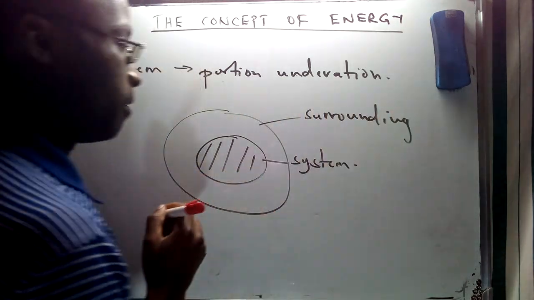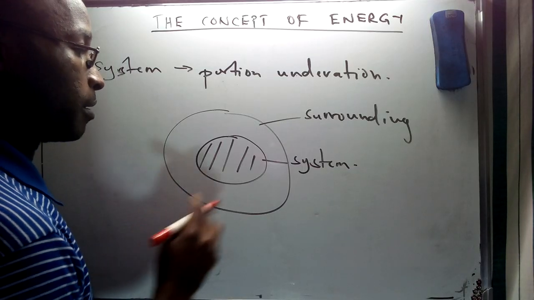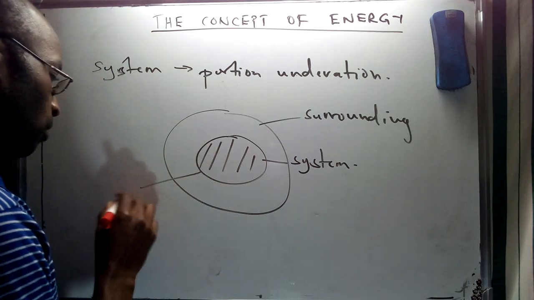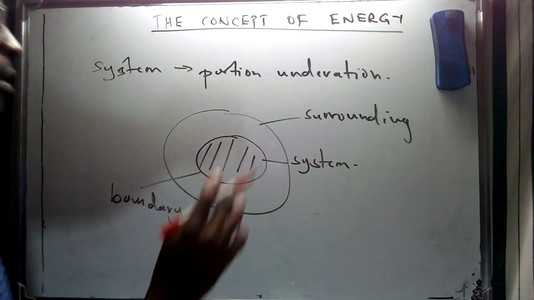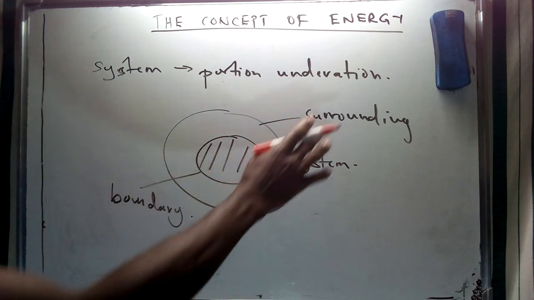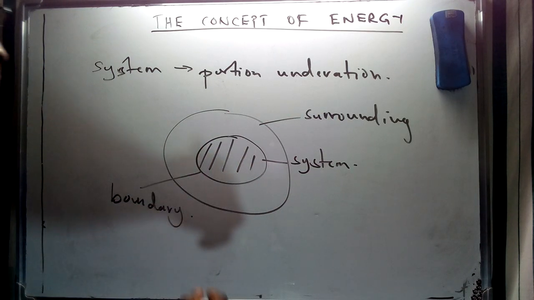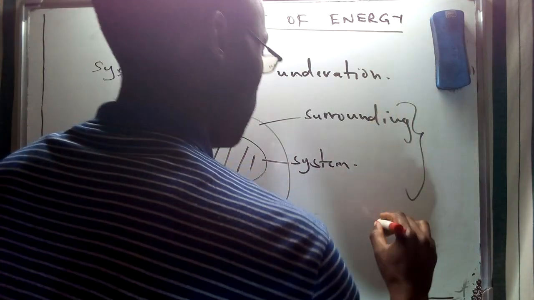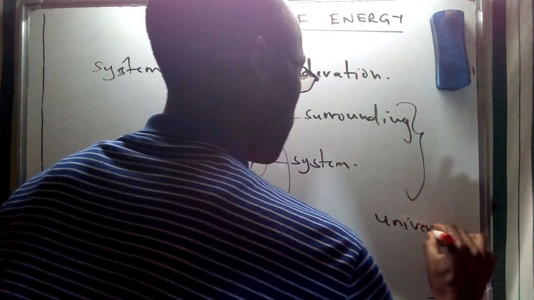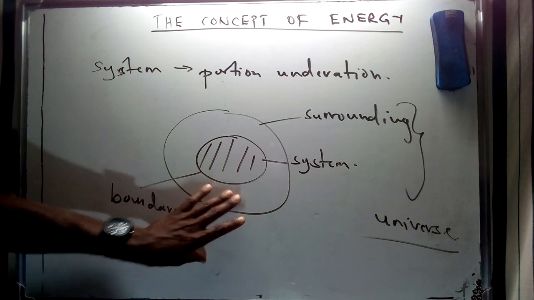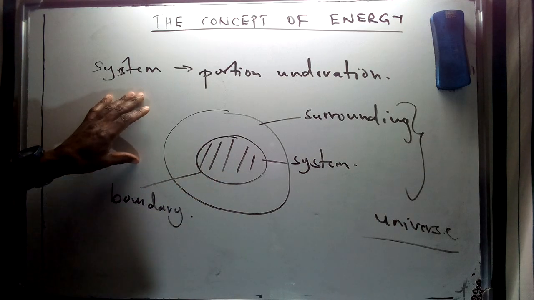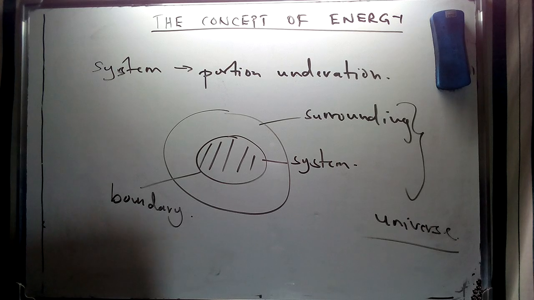And that portion of the contact between the surrounding and the system is going to be referred to as the boundary. So the system, the boundary, and the surrounding together are going to form what we refer to as the universe. And these are going to be a description of various forms of this specific concept of energy that we're going to describe.